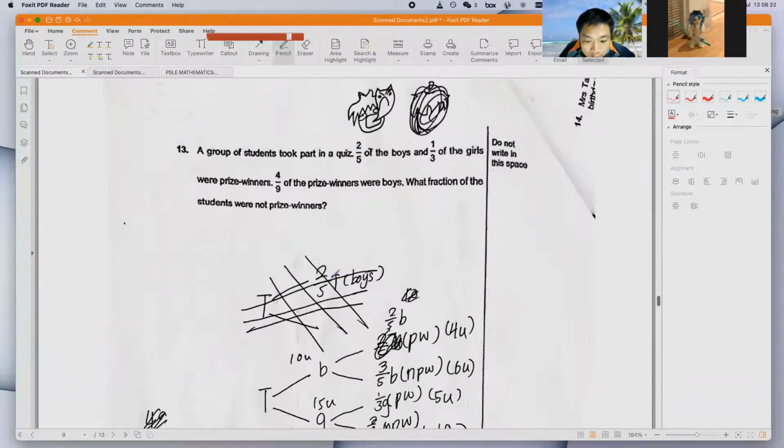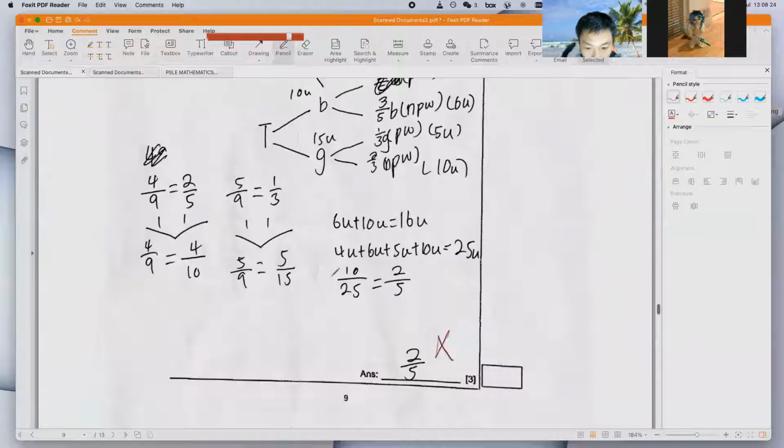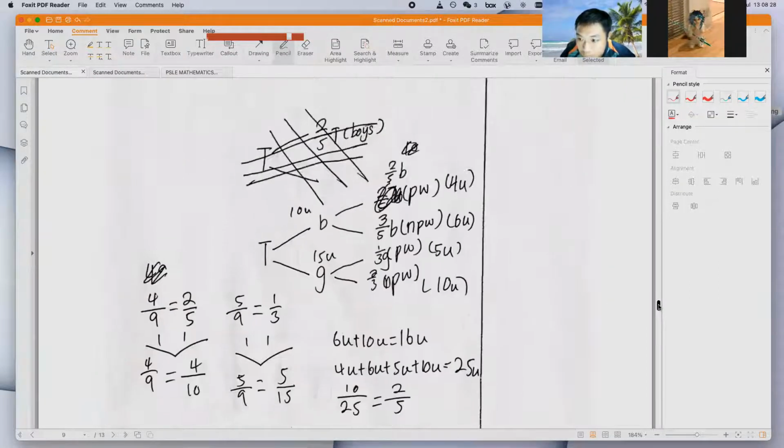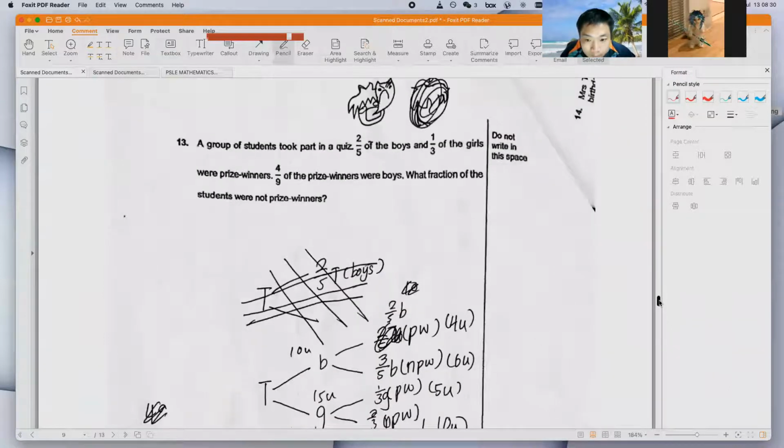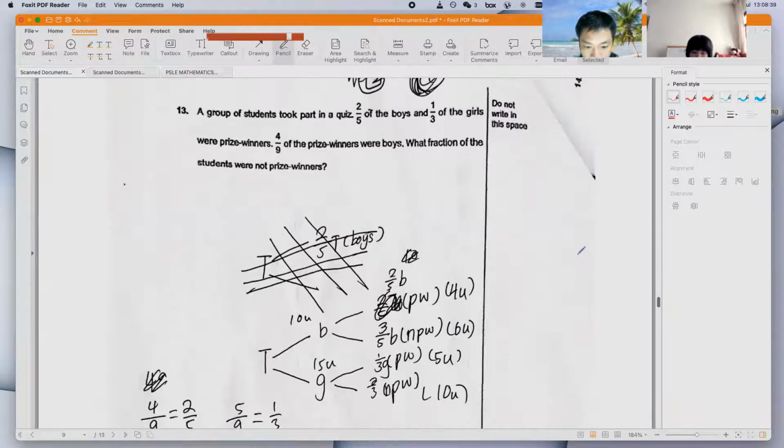Okay, question 13. Your camera is not on. Let me look at the branch first. It says a group of students took part in a quiz. So 2/5.